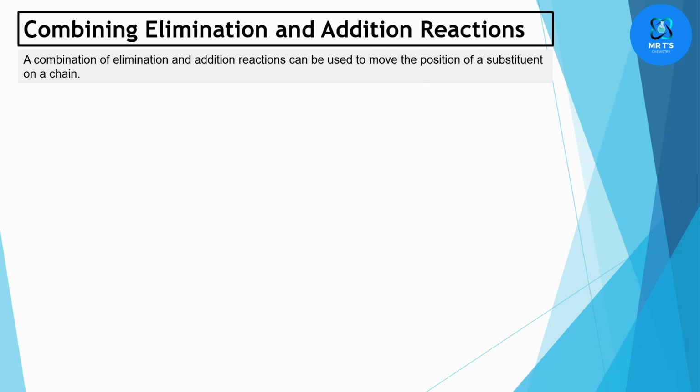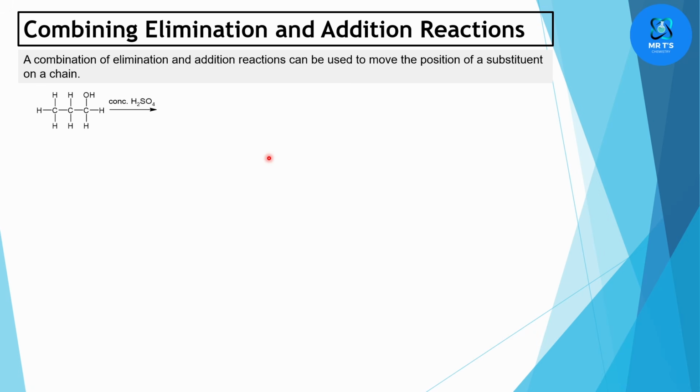So before looking at this video, it would be really helpful if you've gone through and remember the reagents that are used to carry out elimination reactions and addition reactions, and also understand Zaitsev's rule for elimination reactions and Markovnikov's rule for addition reactions. So what we want to do here is look at how we can do a sequence of organic reactions to produce the organic product we want.